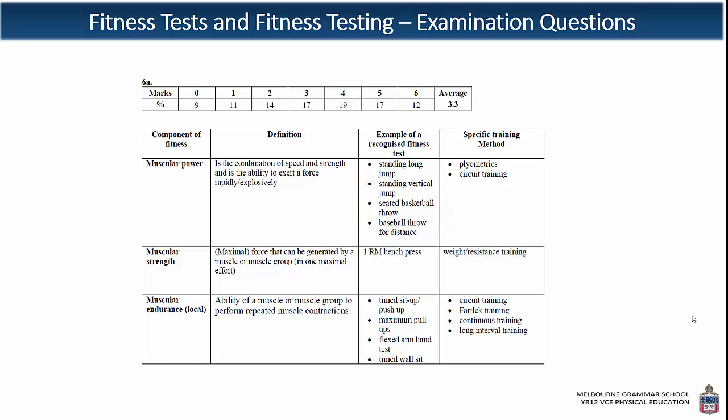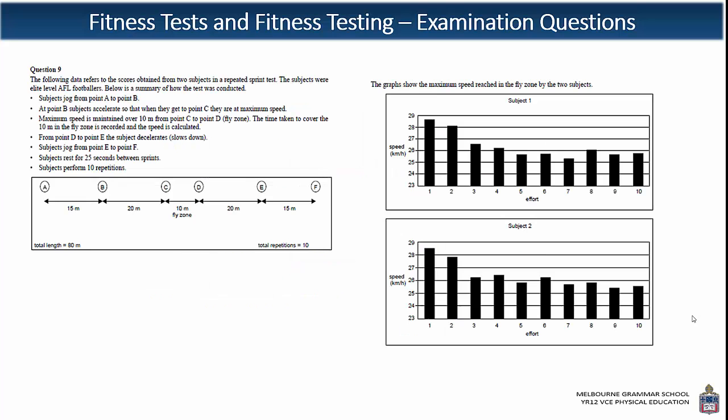If you just said basketball throw, you didn't get the marks. So that's being really pedantic about the points, but make sure when you're talking about the tests, you know the recognised tests and you know the full name for it, and then the specific training method. So plyometrics or circuit training, you could put that. And you can't state the same training method for muscular power and muscular endurance. It needs to be different, as noted by that bold there.